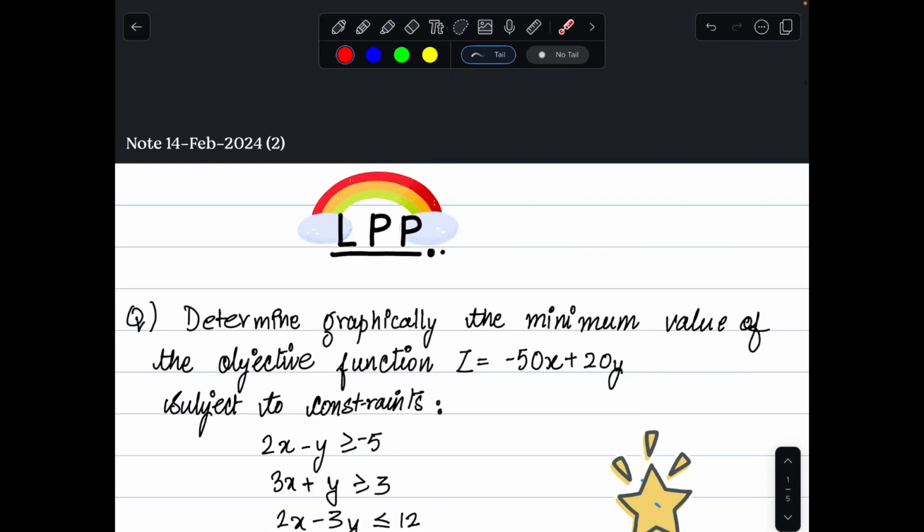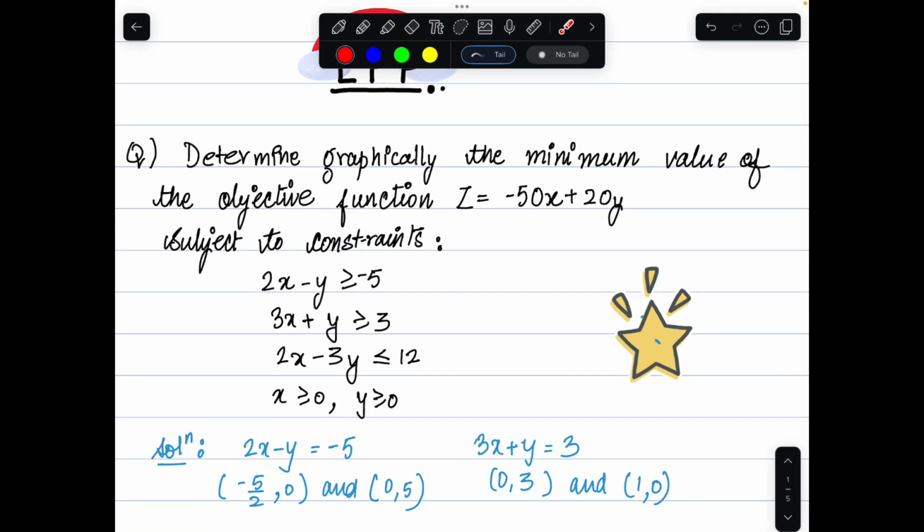I hope you understood this question, and this question has already come in boards earlier.